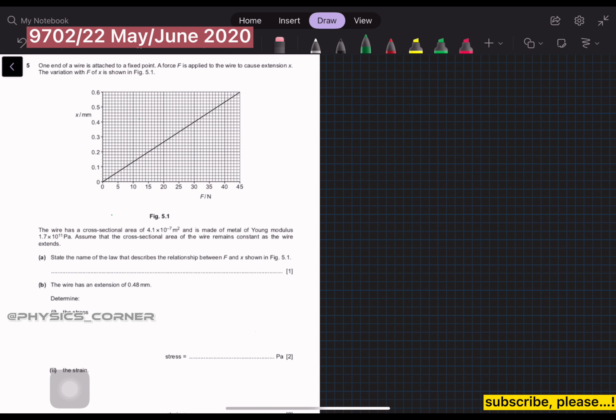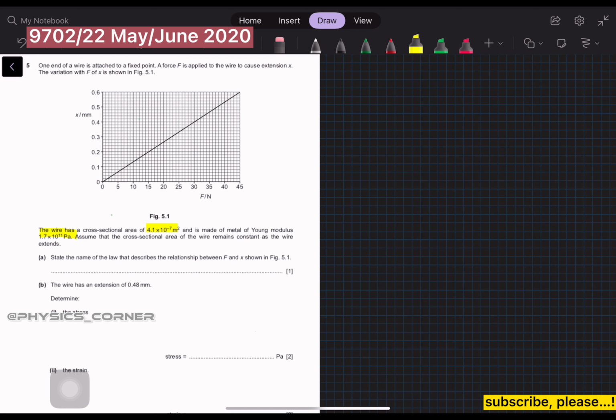In figure 5.1, the wire has a cross-sectional area of 4.1 times 10 to the power -7 and is made of metal. Young modulus is 1.7 times 10 to the power 11. Assume that the cross-sectional area of the wire remains constant as the wire extends. State the name of the law that describes the relationship between F and X.